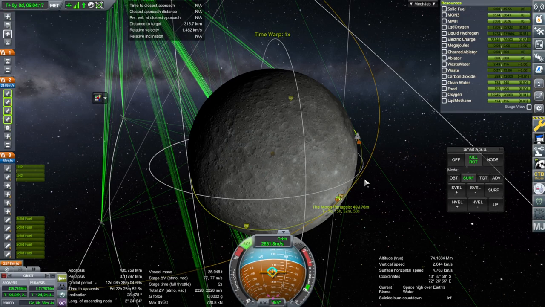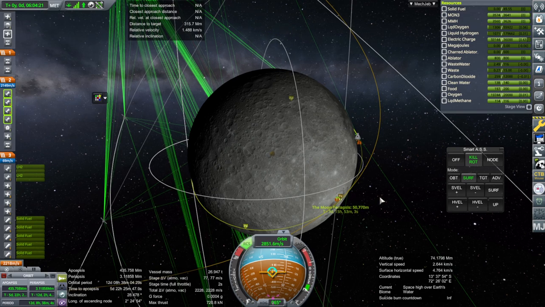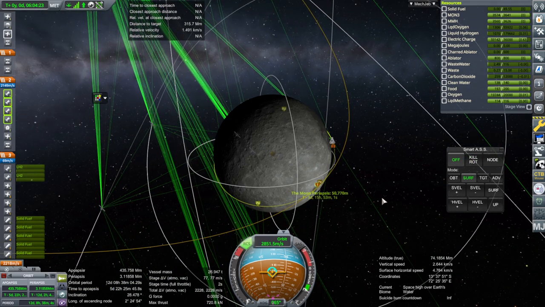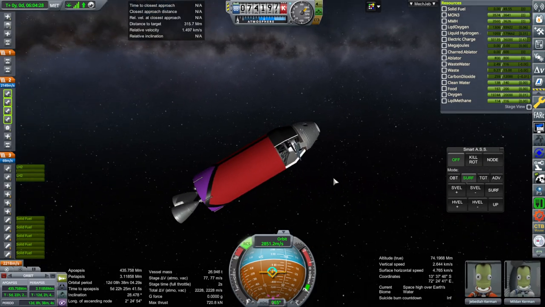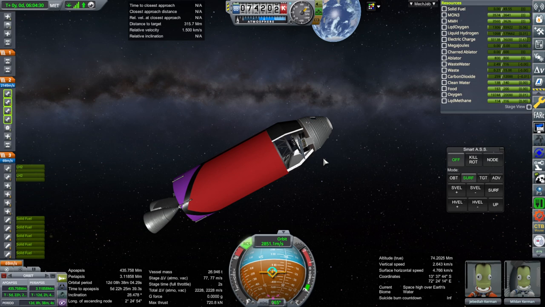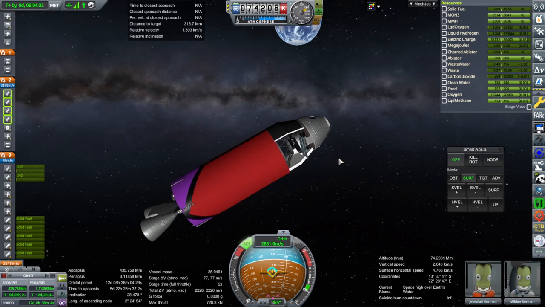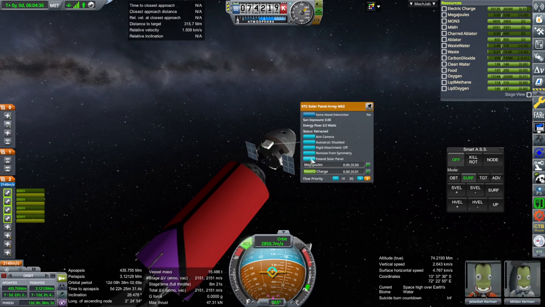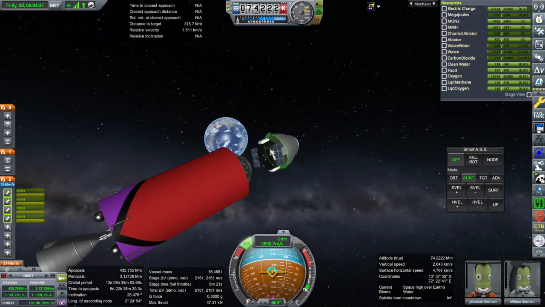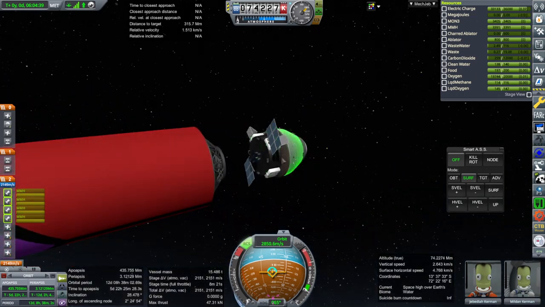Okay, well, we have a decent periapsis. We have the descending node at the periapsis. I think that's all we can ask for at this point. So that's all set. Let's separate. Okay, and get the other two solar panels out. We have 2,000 meters per second here, which should be enough.